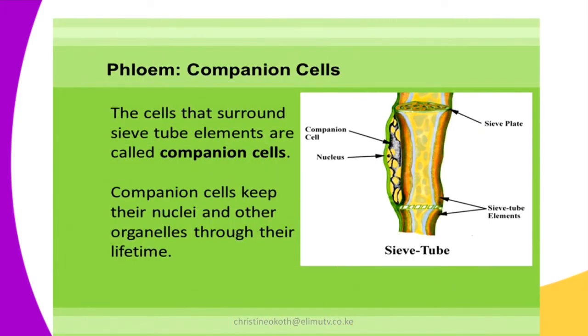Then we have the companion cells. These are the cells that surround the sieve tube elements. The companion cells keep their nucleus and other organelles throughout their lifetime. Unlike the sieve tube elements, which don't have a nucleus, these ones have a well-defined nucleus. They are adjacent to the sieve plate because they work together.